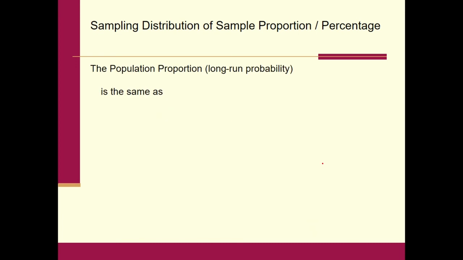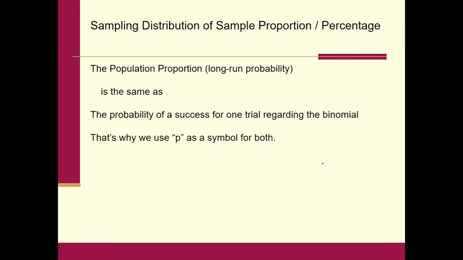So the population proportion, p, the long run probability, is the same as the probability of success for one trial regarding the binomial. They're exactly the same thing. Because of that, we have to use the same symbol. So we use lowercase p. Hopefully that makes sense to you.